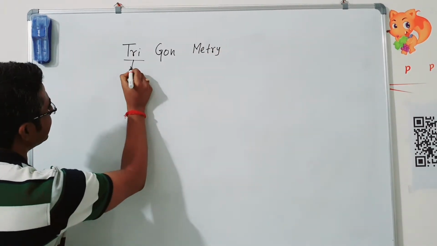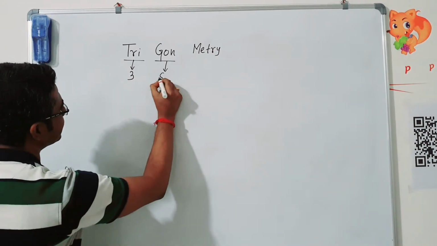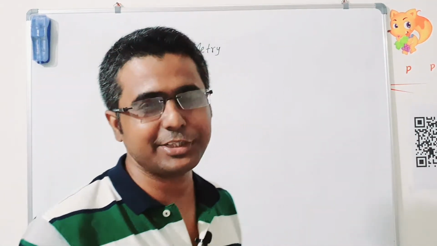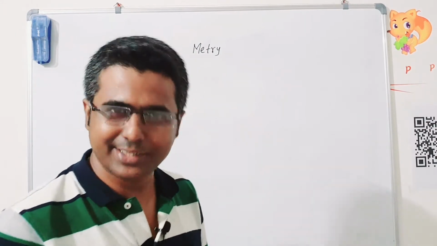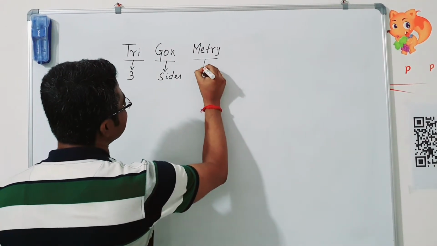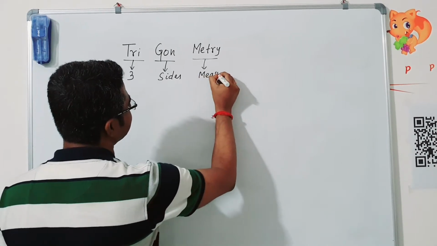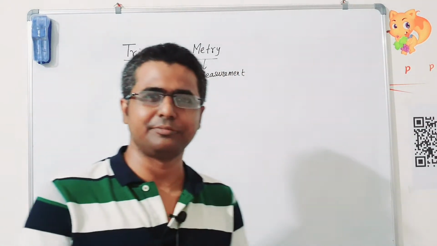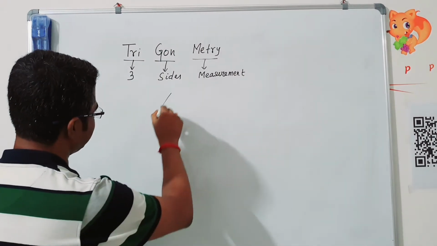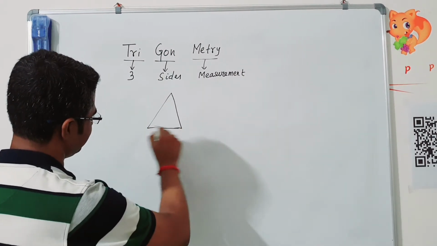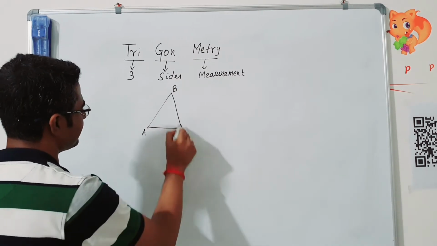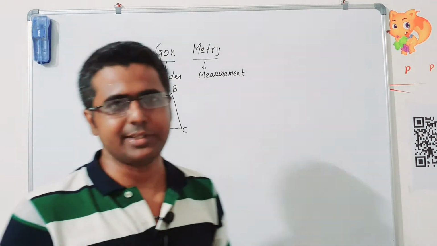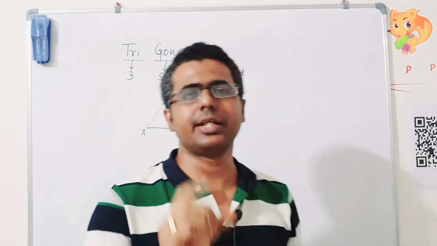Tri means 3. Gon means sides. So 3 sides. What is the geometrical figure we are talking about when we talk about 3 sides? The geometrical figure with 3 sides is none other than a triangle. Metry means measurement. So in trigonometry we deal with the 3 sides of a triangle. Suppose there are 3 sides like this. We create relationships between the 3 sides; that is, in trigonometry we find ratios between the 3 sides.